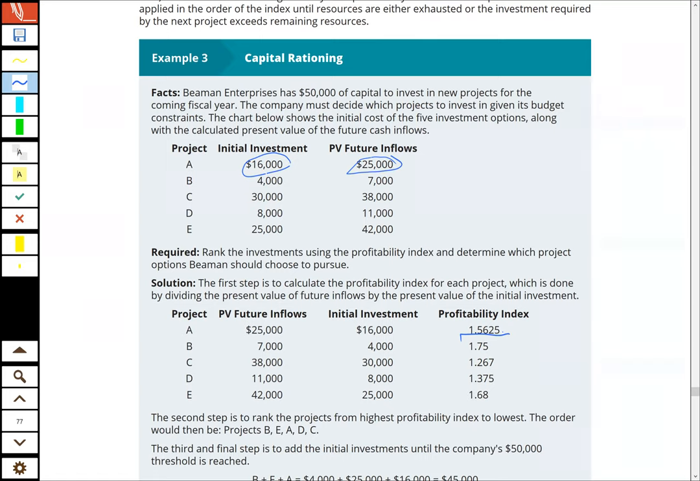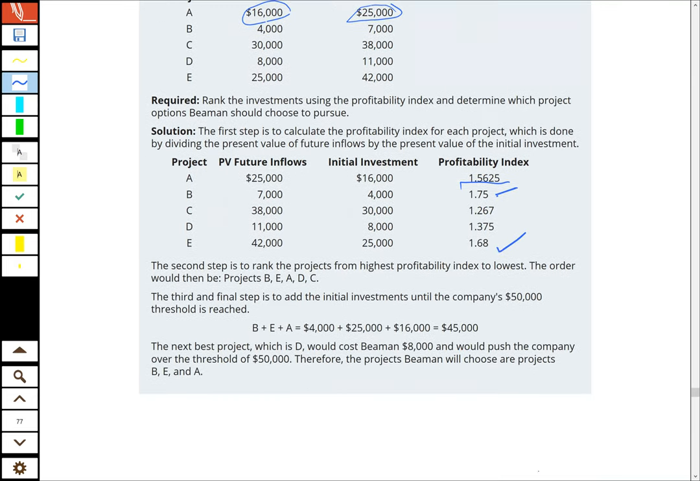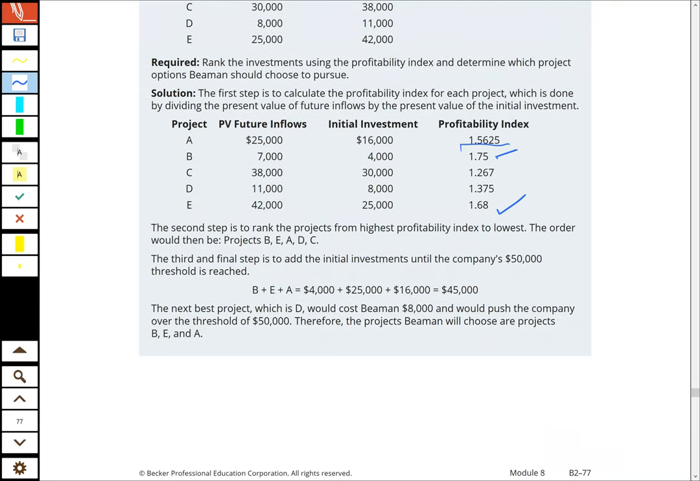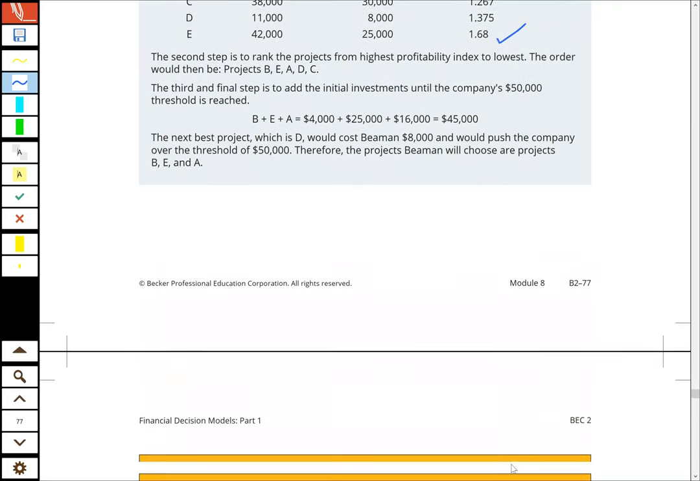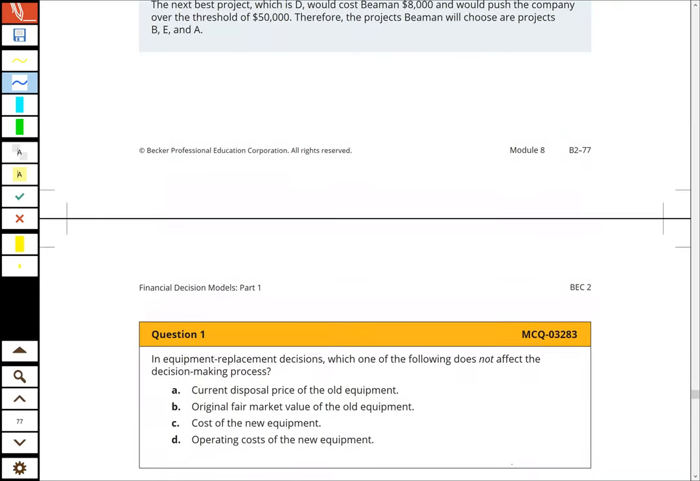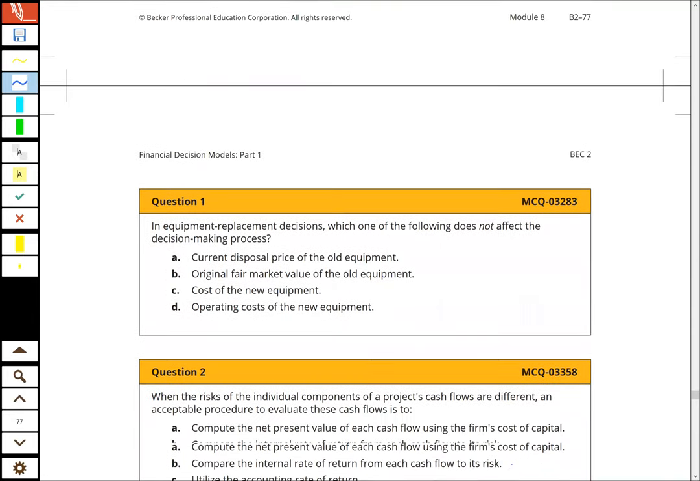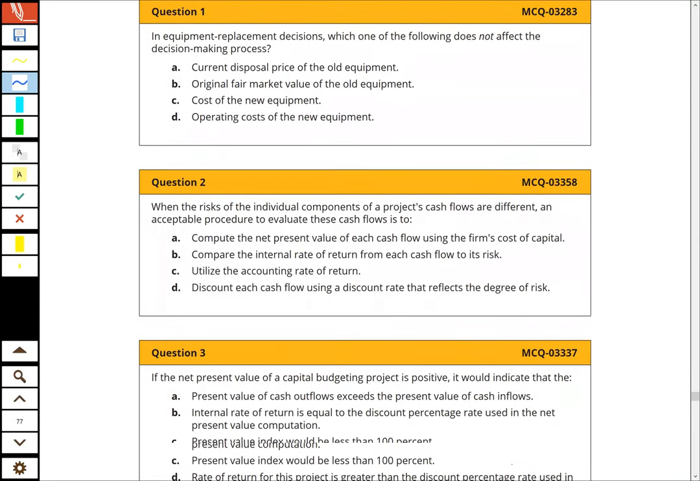So what's project number one? B. Project number two is going to be what? E, I guess here, 1.6, and so on. Okay. Question? Okay, good. So you can work around some of the limitations that they talked about there with net present value. All right, good. Let's take a look at a few questions here then.